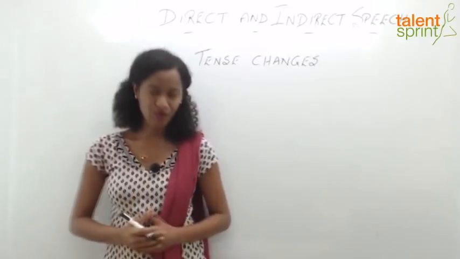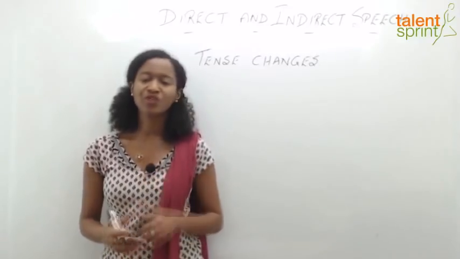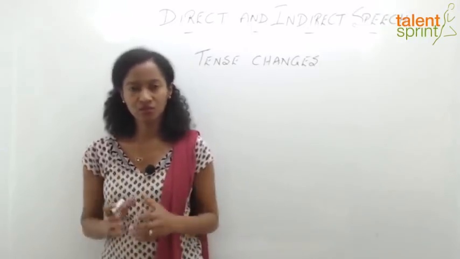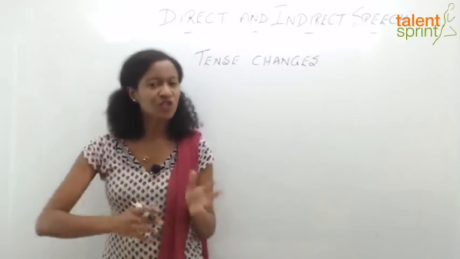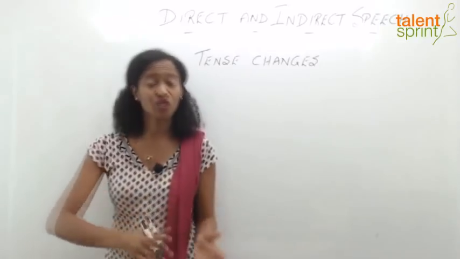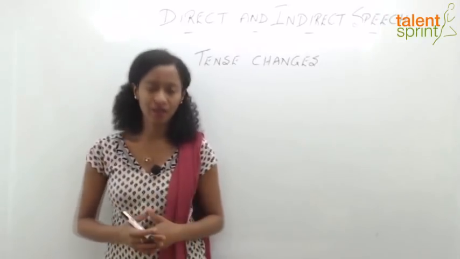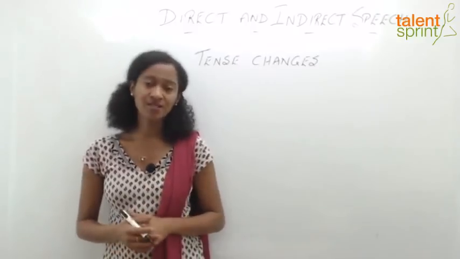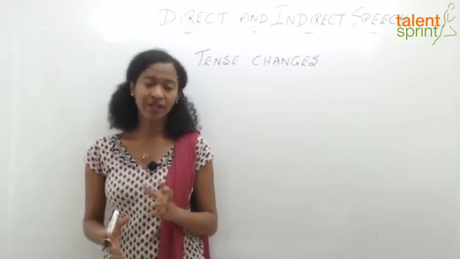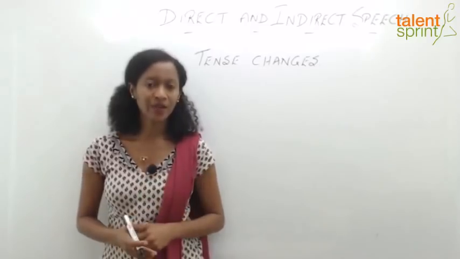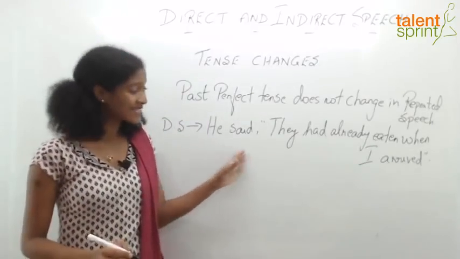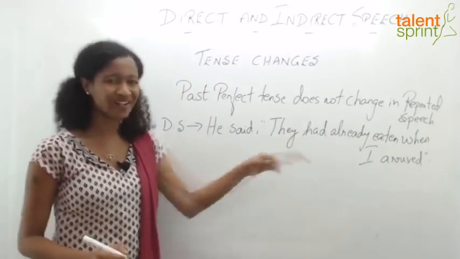Before we move to our next rule, one thing that you need to keep in mind is, so far we've looked at simple present tense to past tense, present continuous to past continuous, simple past to past perfect tense, and likewise. Now when it comes to the past perfect tense, there is no change in the reported speech. Let's look at an example sentence. So this is an example. He said they had already eaten when I arrived.